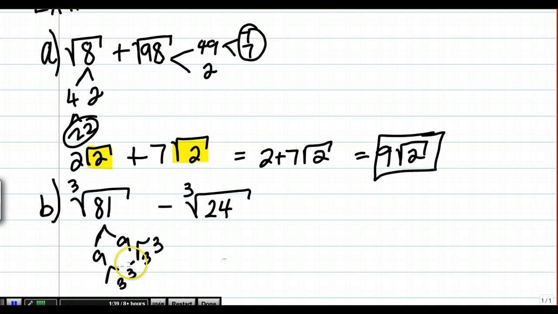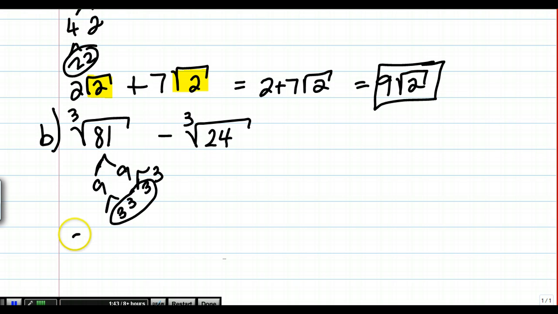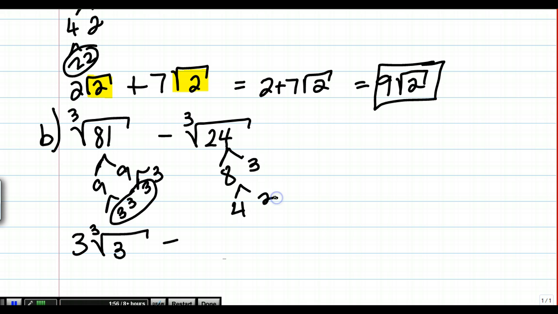And we're going to find our buddies of 3. And we have 3 cube root 3. So you have 3 left over. Minus, here we'll find our buddies of 24, which is 8 and 3, and 4 and 2 and 2 and 2. So you will have 2 cube root of 3.